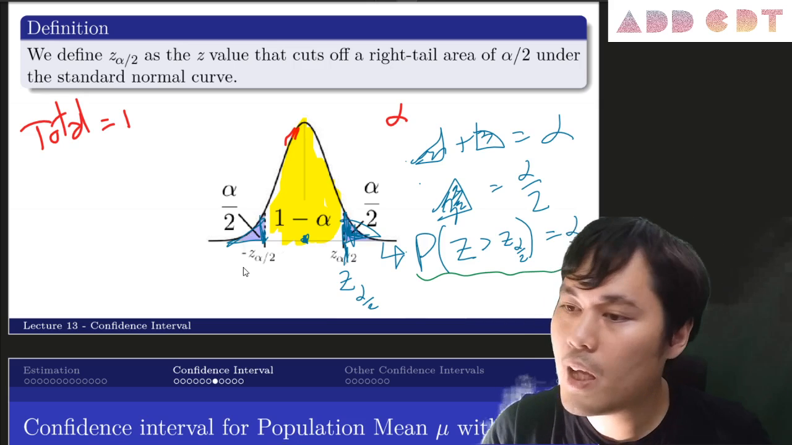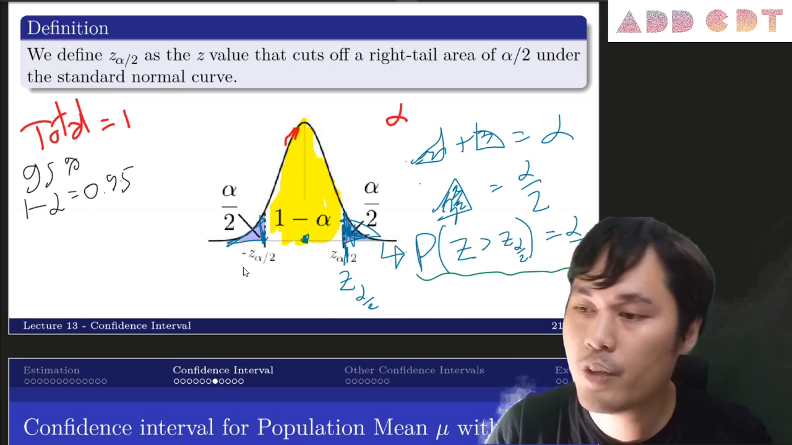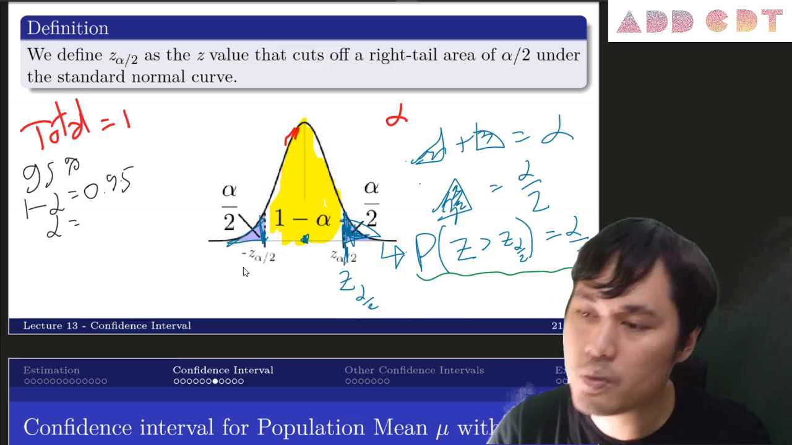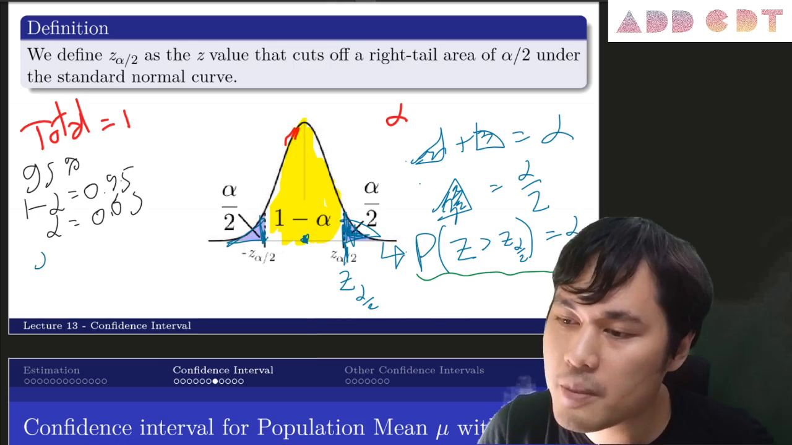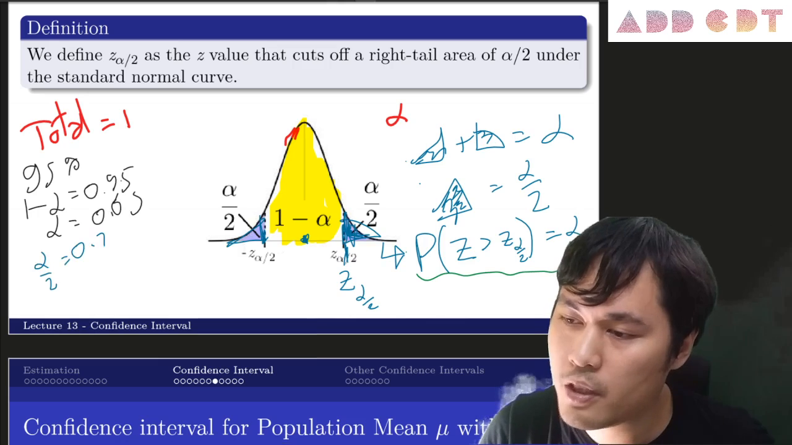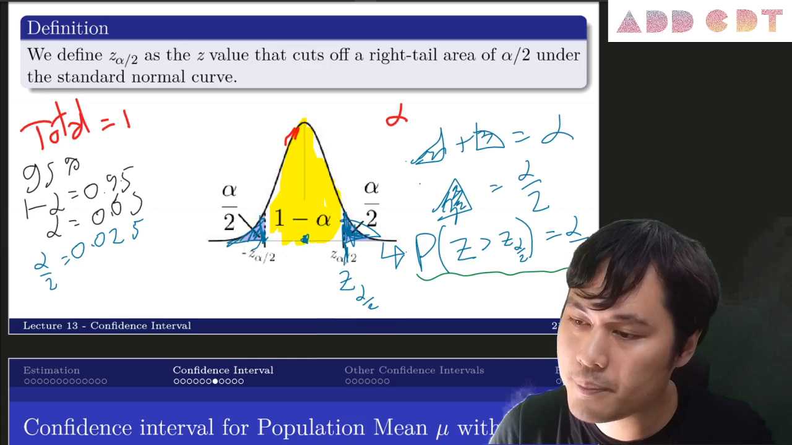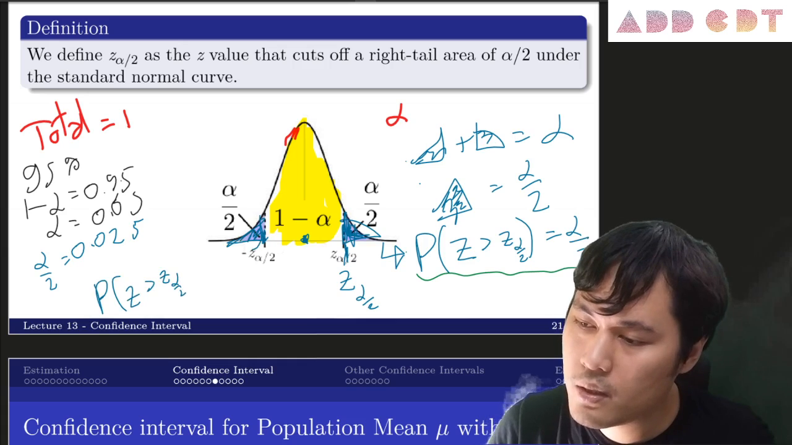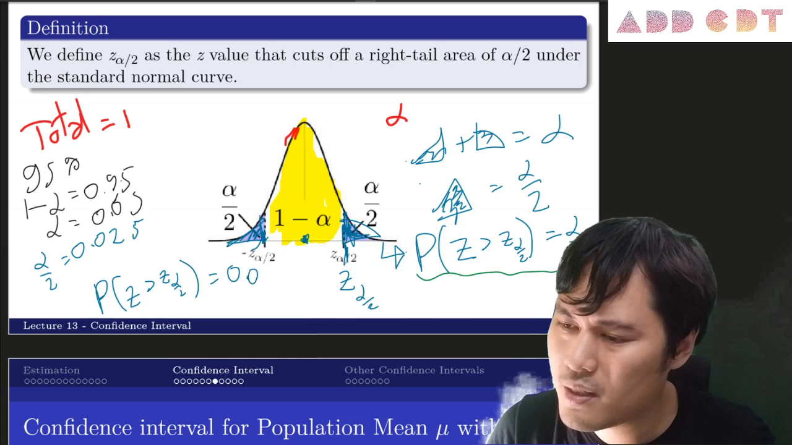So in our example, if we want that to be 95%, I'm repeating what we have: we want the outside to have the area of 0.05. That means half of that has to have the area of 0.025. That means this one. And we want to find a point z of alpha over 2 that has the area of 0.025.